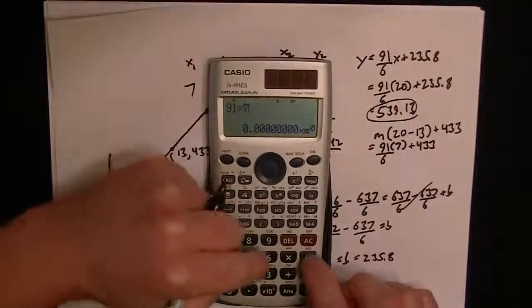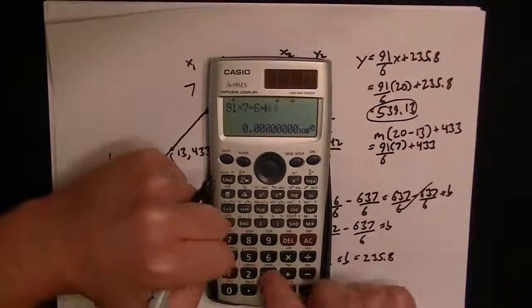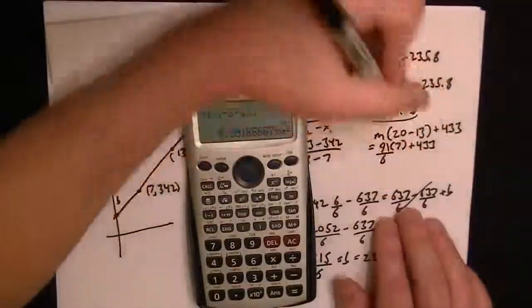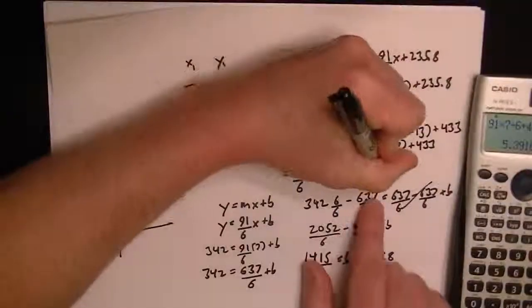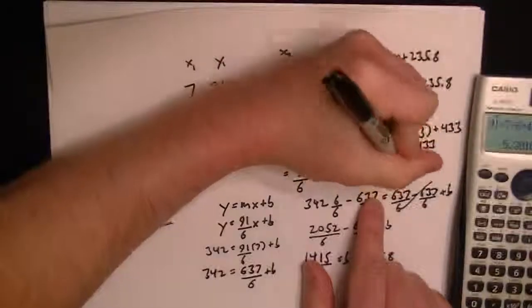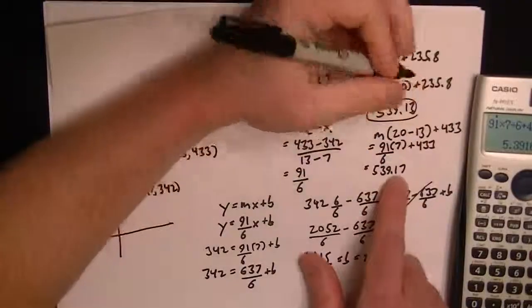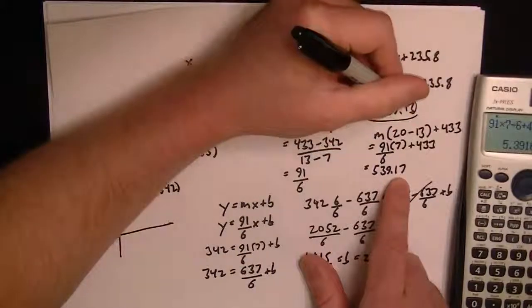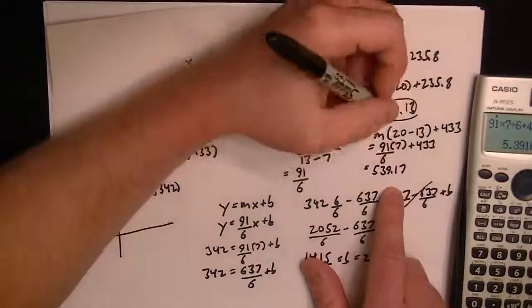So 91 times 7 divided by 6 plus 433. That also gives you the answer of 539, and then I get 0.17. It's just a little different because I didn't watch the decimal stuff that well.